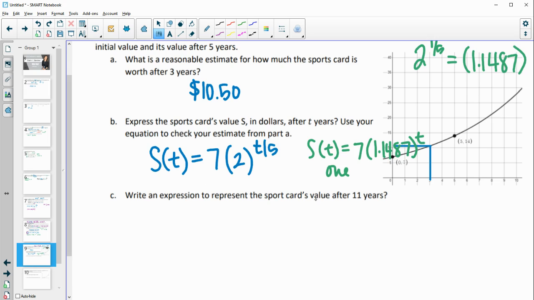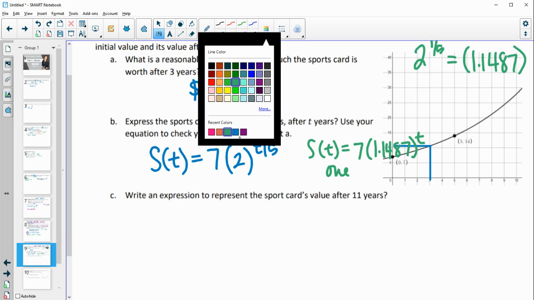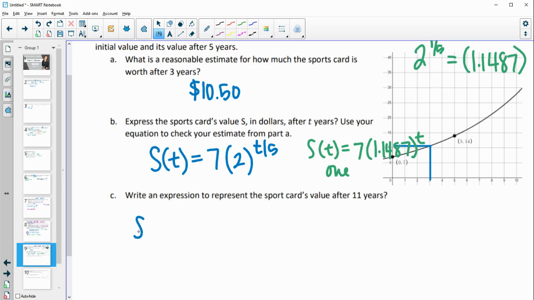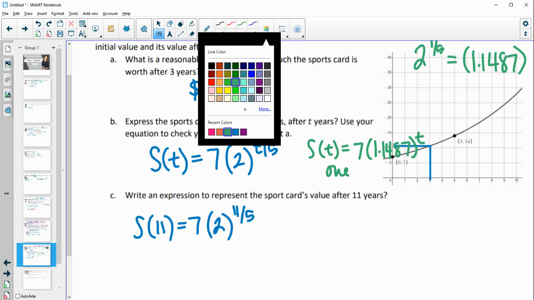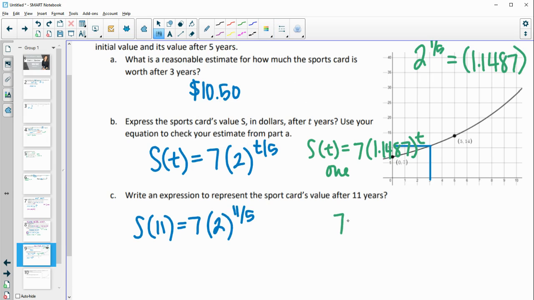You can still put 1 year in here, but it's using the growth factor of 2. So write an expression that represents the card's value after 11 years. It would be S of 11, because it's going to be 11 years, equals 7 times 2 to the 11/5 power. Or again, if you were using the per year growth factor, you'd have 7 times 1.1487 to the 11th power. So both of those are going to kick back the same value.